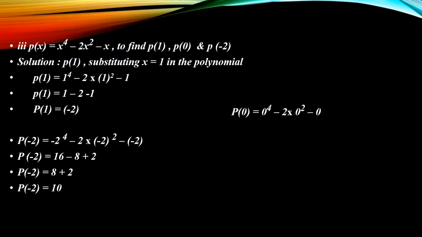Now we will find P(0), that is substituting x equal to 0, the full polynomial will be 0 raised to power 4 minus 2 into 0 raised to power 2 minus 0. Therefore, P(0) is equal to 0 minus 0 minus 0, and therefore P(0) is equal to 0.